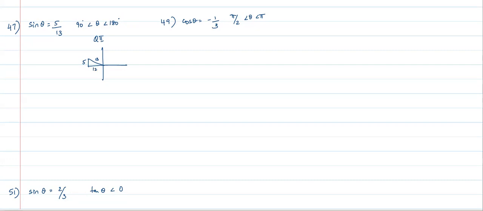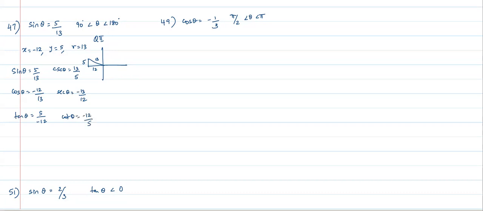Remember, this is quadrant 2, so x is negative. So that means x is -12, y is 5, and r is 13. So then write all your other values. Sine theta is 5/13, cosine theta is -12/13, tan theta is 5/-12, cosecant theta is 13/5, secant theta is -13/12, cotangent theta is -12/5.